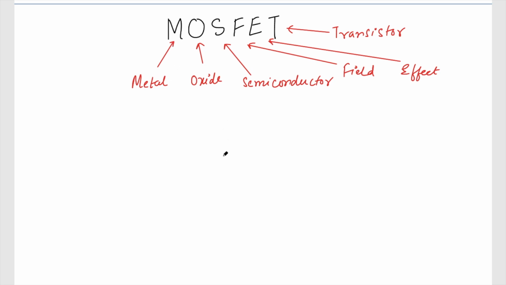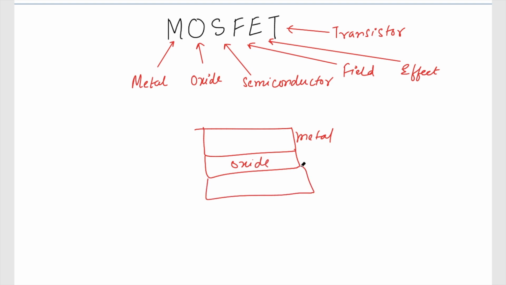MOS means I have a metal here, and then an oxide here, and I have my semiconductor. This is the nature of this MOS structure. It's like a sandwich structure, right? I have an oxide in between, which is an insulator. It's similar to a capacitor, but of course it acts as a transistor. So I have a metal, an oxide, and a semiconductor. This is the structure of a MOSFET.